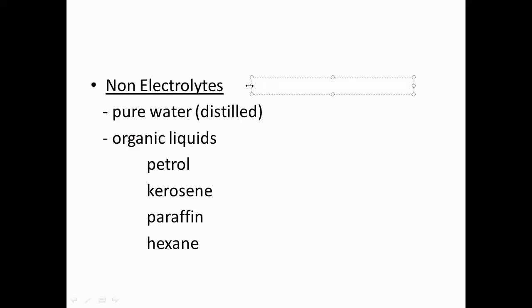Non-electrolytes mean the liquid or solution which does not conduct electricity. Some examples are pure water and hydrocarbon compounds like petrol, kerosene, paraffin, and hexane with covalent bonds. They do not conduct electricity because they do not have any movable ions.